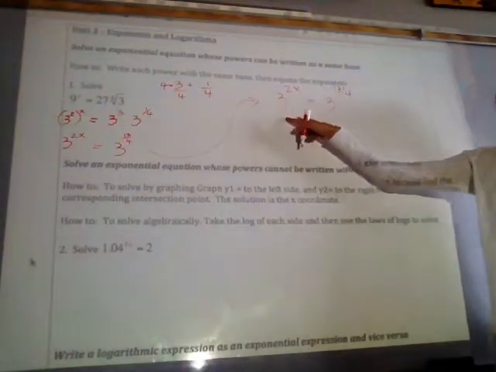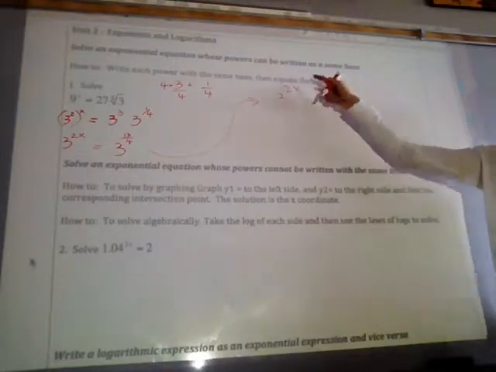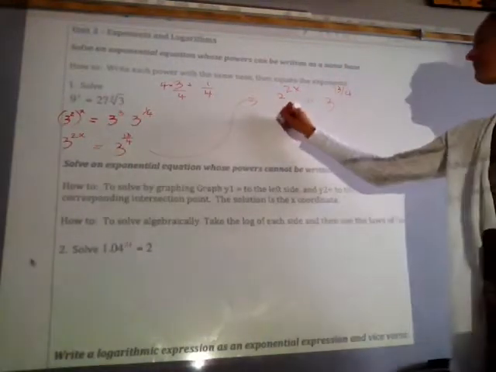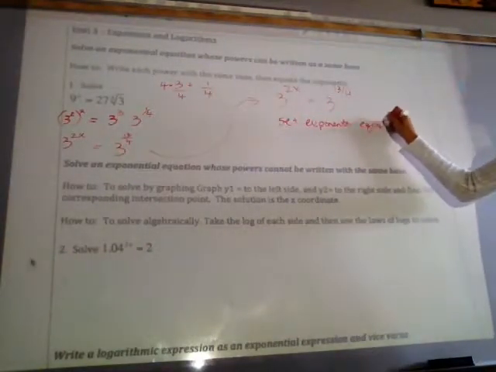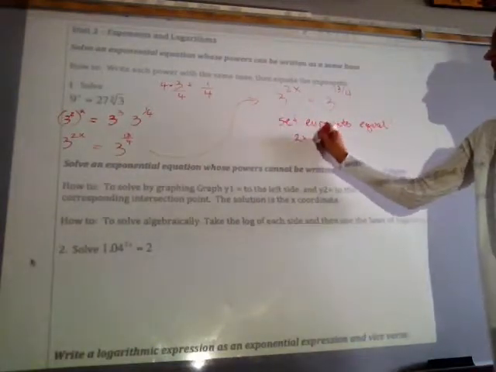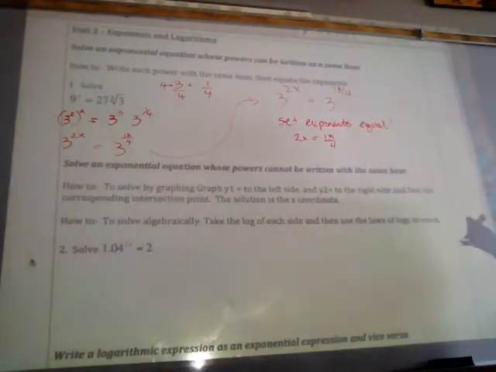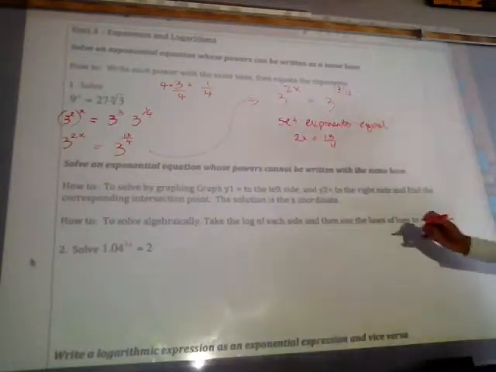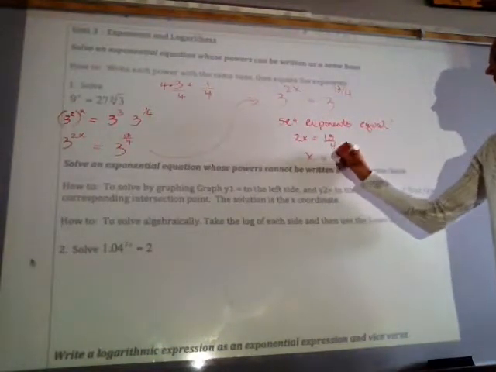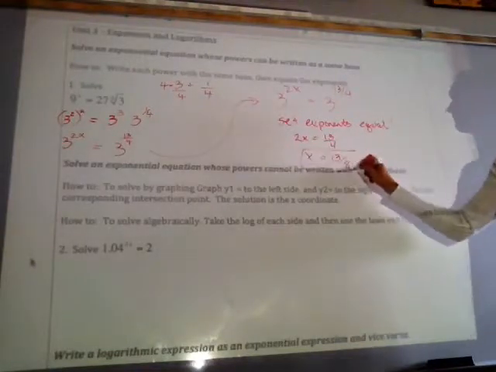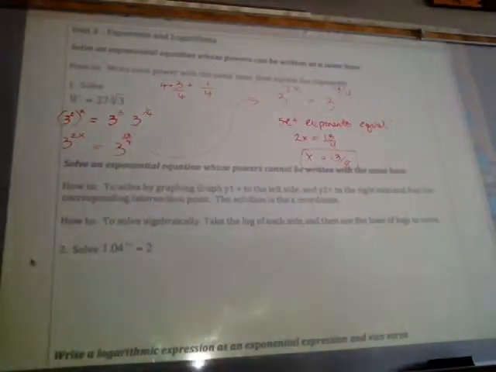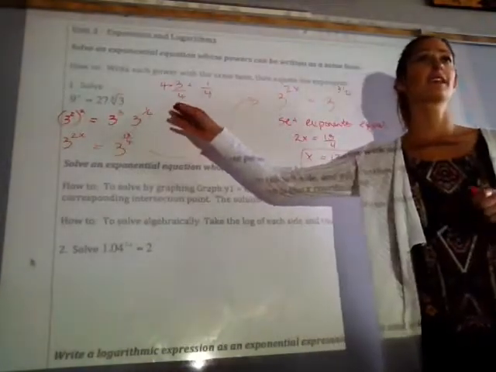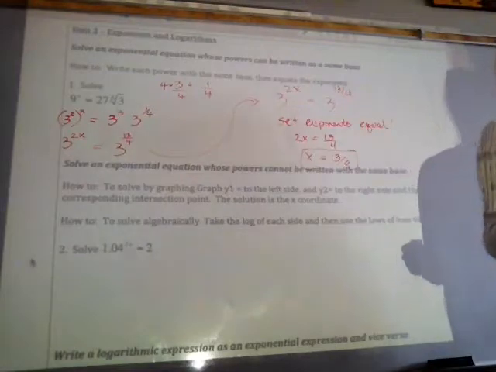Once these bases are the same, what can I do with those equations, or the exponents? Set them equal. Okay, so now I have 2x equals 13 over 4. To get x by itself, I just need to divide by 2. So x equals 13 over 8. Voila. Now if adding fractions and whole numbers isn't your strong suit, just put it in your calculator, math frac. Okay?